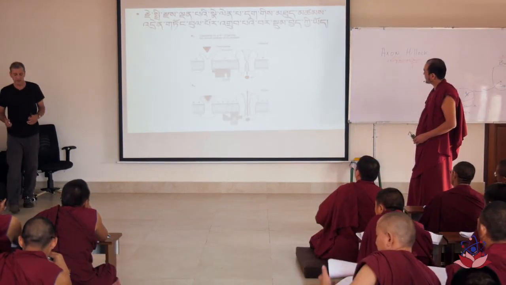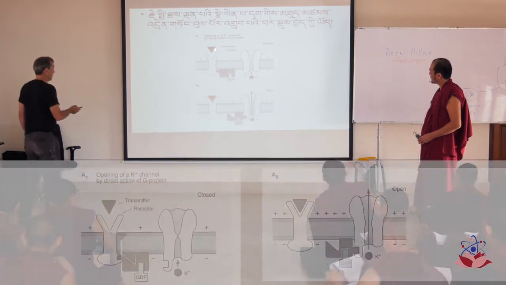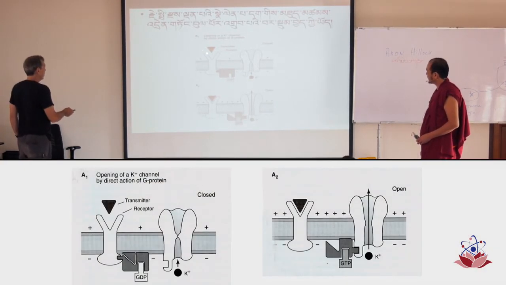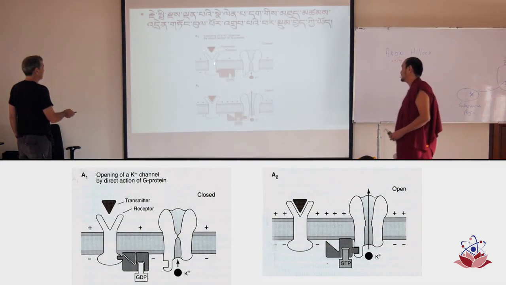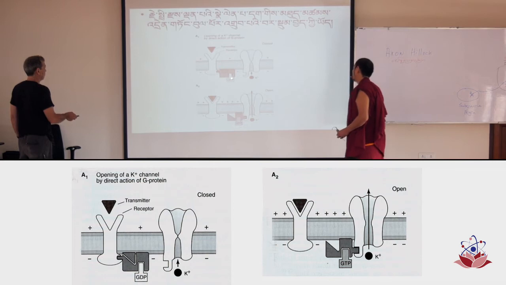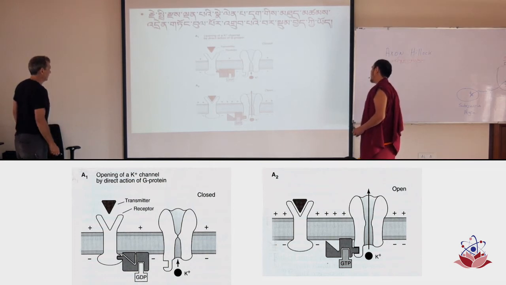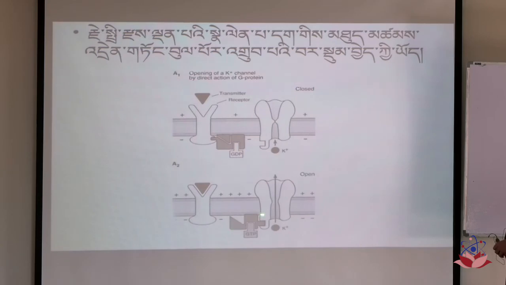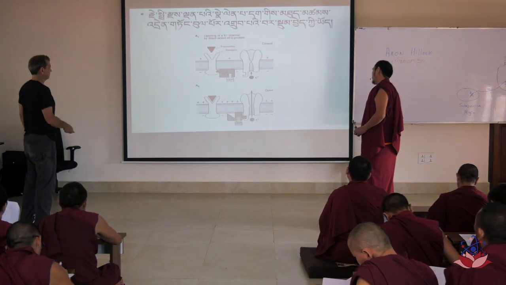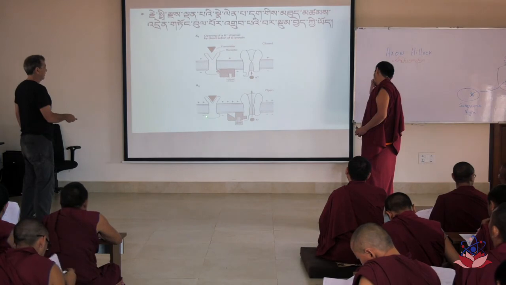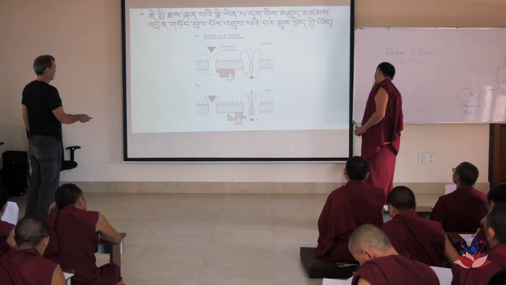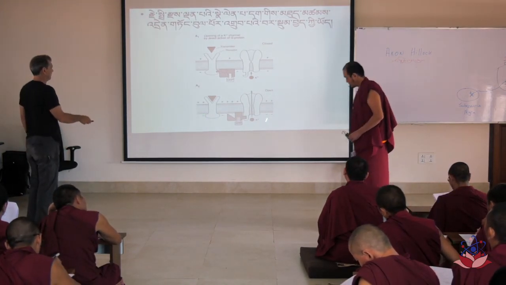In this second, the slow transmission, here we have the transmitter. It has its receptor. It's bound to this protein over here. When it's bound, it activates this protein. It travels across the membrane and it activates this channel.